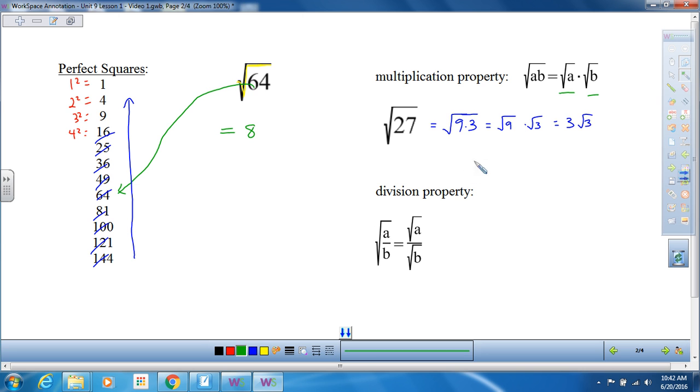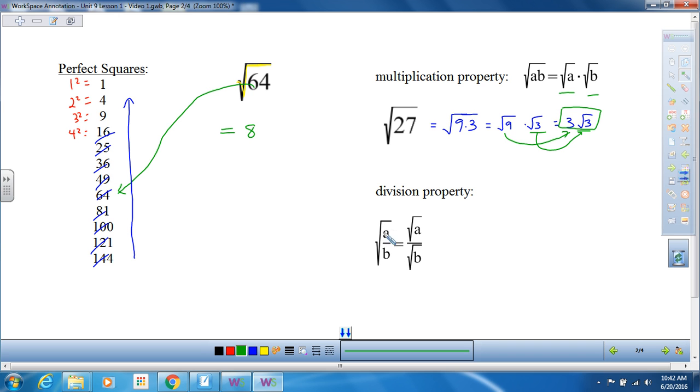So square root of 9 is 3, that comes out. And then this just has to stay put. So my answer is 3 square root of 3. So if you were to type in square root of 27 and 3 times square root of 3 in your calculator, you get the same decimal. Those are equal, they're just reduced. So it's like having 2 over 4 or 1/2. Those values are the same, one is just reduced.